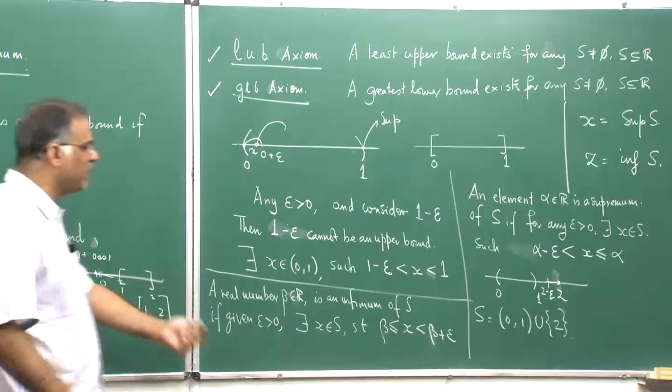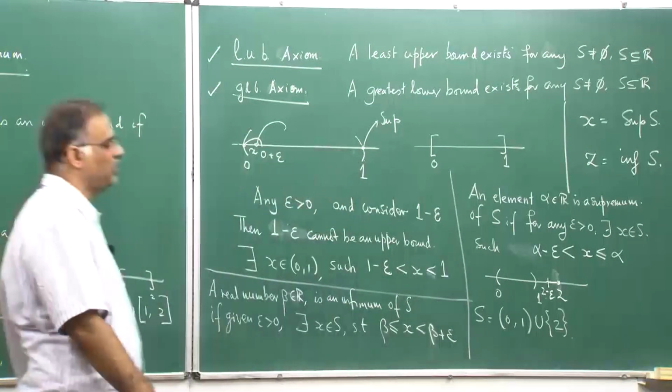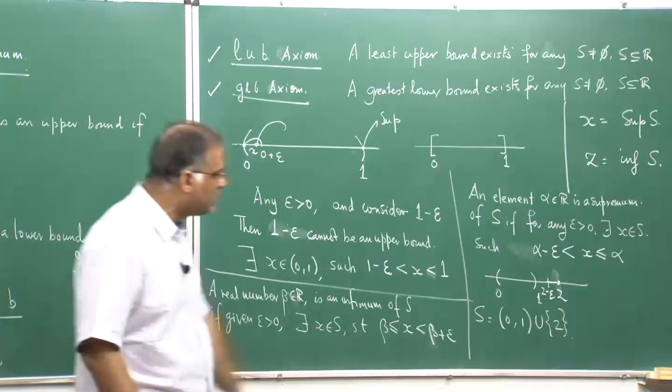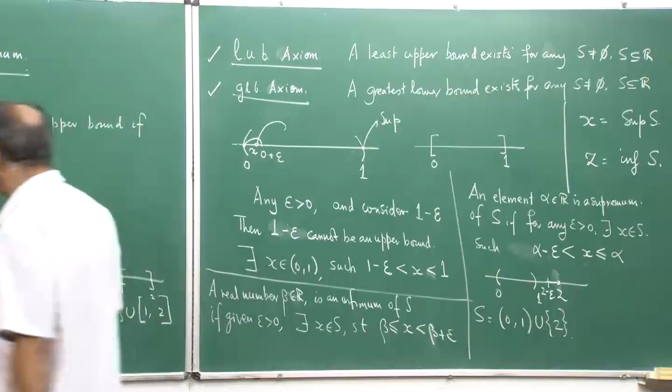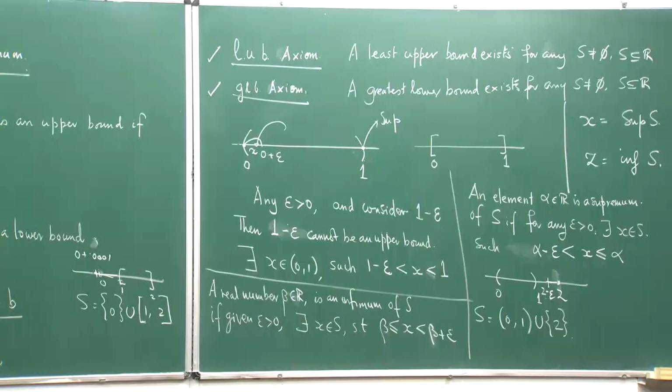because you have to break the fact that beta plus epsilon cannot be a lower bound. In this case, alpha minus epsilon cannot be an upper bound. This is something which you have to keep in mind, and this is exceptionally important. So, here is this little difference between supremum and infimum.